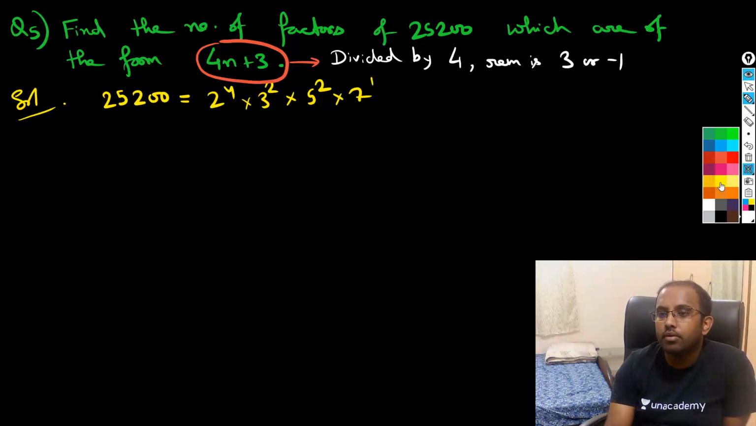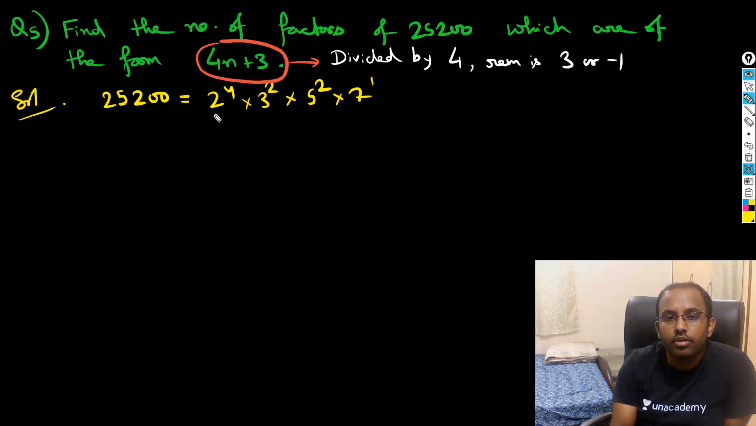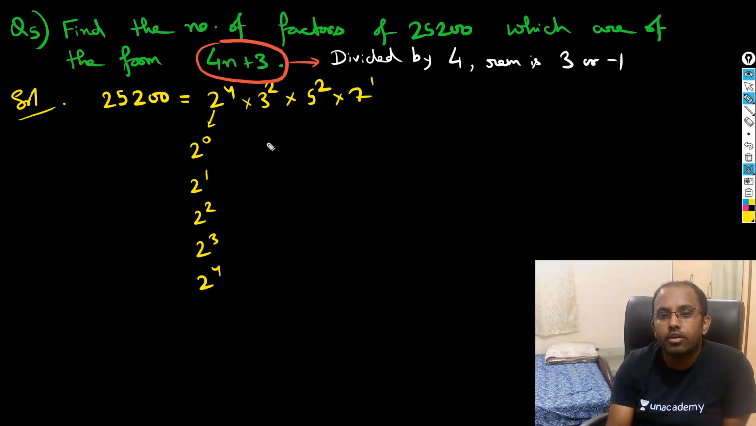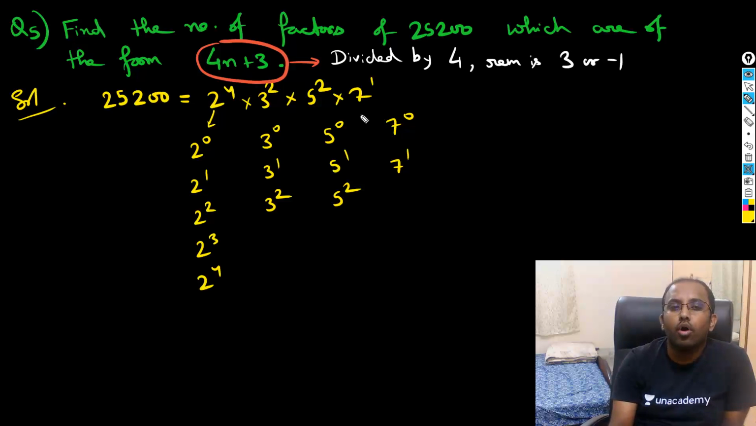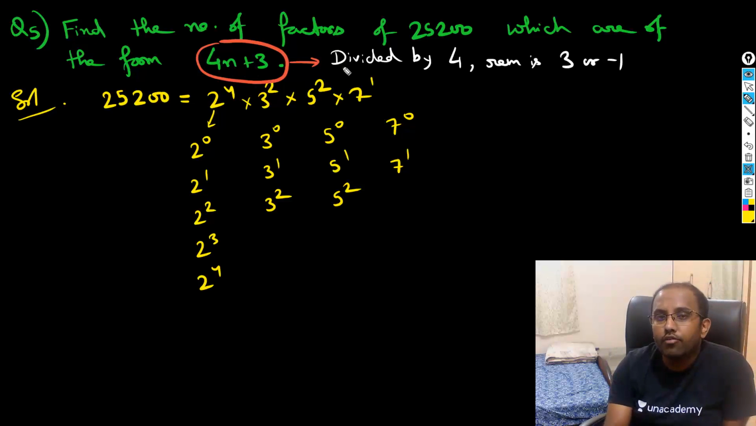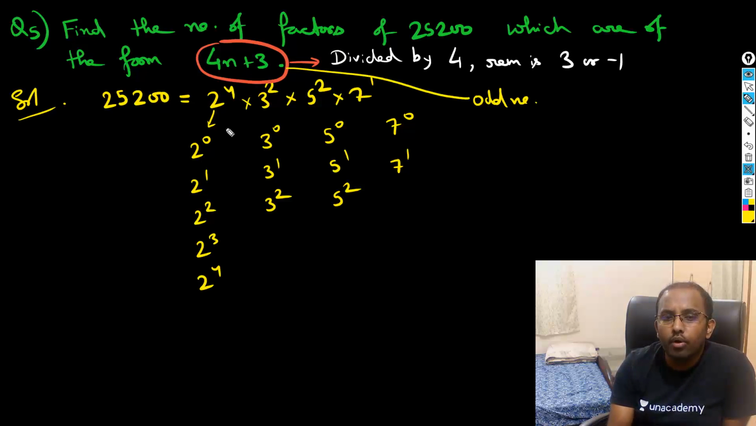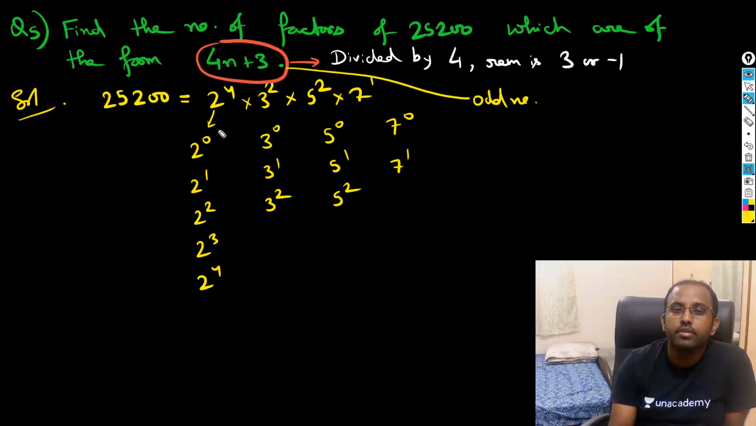Let me quickly list down all the factors: 2 raised to 0, 2 to 1, 2 square, 2 cube, and 2 raised to 4. Then 3 to 0, 3 to 1, 3 square. Then 5 to 0, 5 to 1, and 5 square. Then 7 to 0 and 7 to 1. I'm looking for factors of the form 4n plus 3, and 4n plus 3 is always an odd number, so I don't need to consider the 2's bracket here.